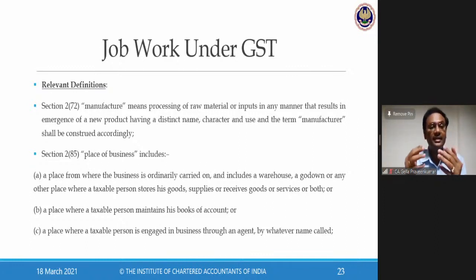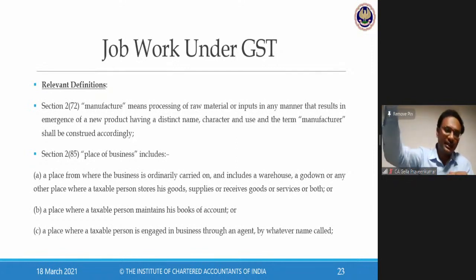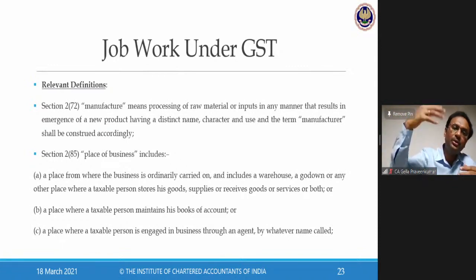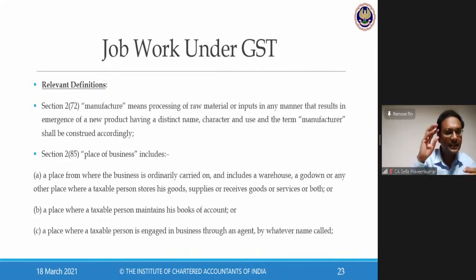That's a new product which is coming, called manufacturing activity. Now, my manufacturer says a new product should come into the picture, but my job work says any activity or process undertaken on the goods belonging to another registered person. That is the matter. Any activity or process could be a manufacturing activity, or could not be a manufacturing activity. That is the simple reason I say even manufacturing gets subsumed into my major definition called job work. Next aspect called place of business.